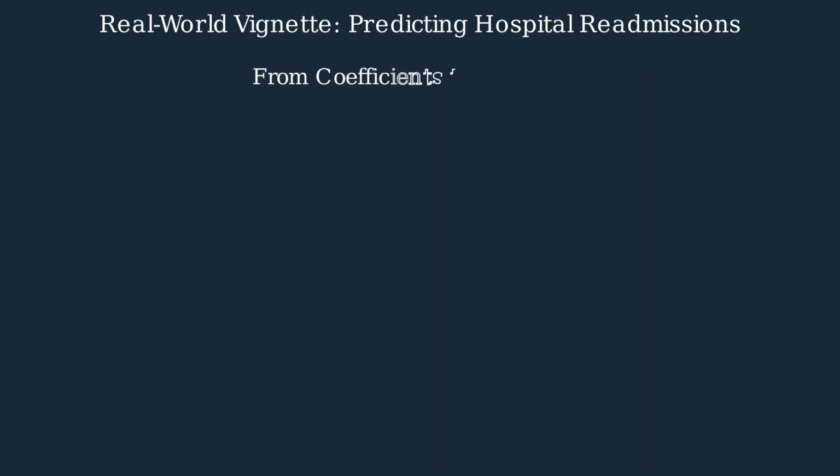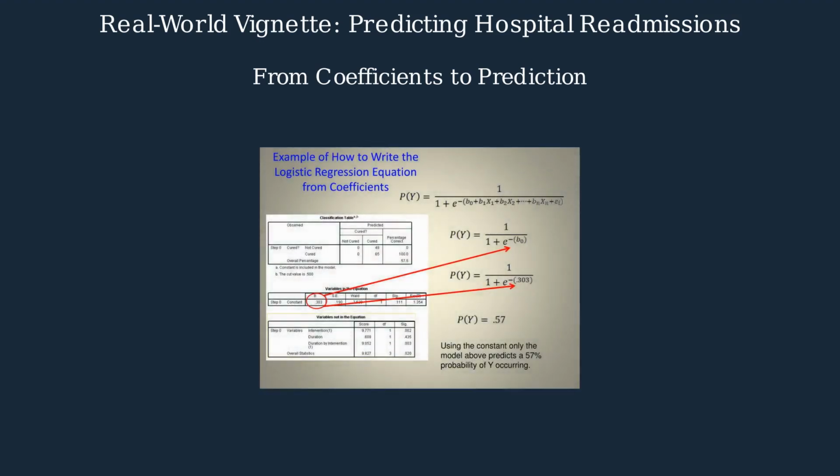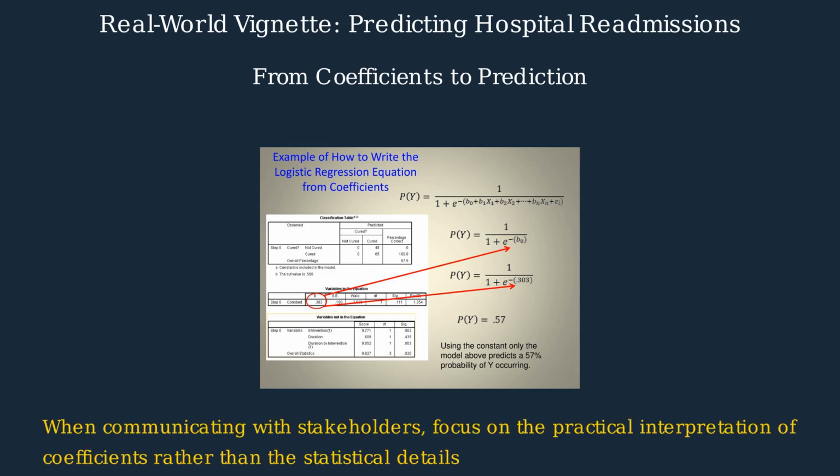To conclude, remember that regression coefficients must be transformed into probabilities for meaningful risk prediction in clinical settings. When communicating with healthcare stakeholders, focus on the practical interpretation of coefficients rather than the statistical details. This makes complex regression models accessible and actionable for clinical teams.